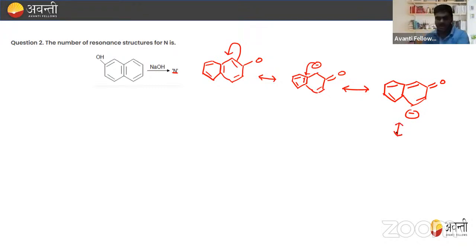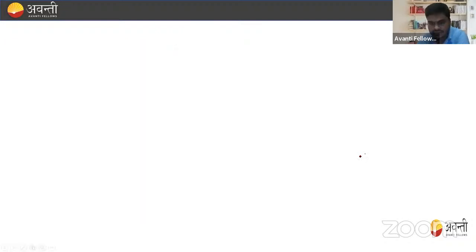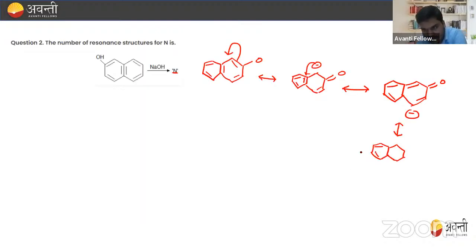Now in the next case, we have this negative charge, so delocalization of this negative charge will take place. We have this charge again. And this is very much similar to the previous one. Okay, so this is what we have. So this is the fourth diagram.